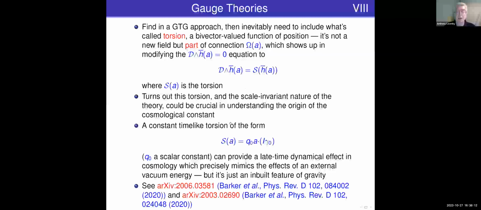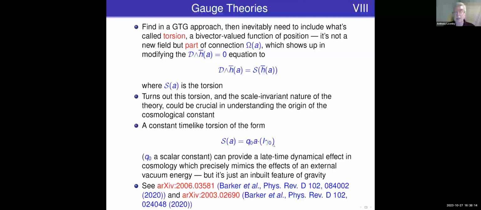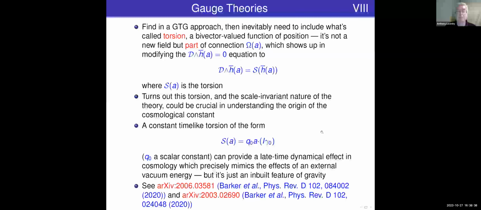It turns out that models based upon this type of approach lead at late times to a constant time-like tension of the form I've written here in geometric algebra terms. You get a time-like trivector, you dot A with it, that gives you a bivector. Q is just a scalar constant. This can provide a late-time dynamical effect in cosmology, which precisely mimics the effects of an external vacuum energy, but it's just an inbuilt feature of gravity. And there are a couple of papers at the bottom there which explain some of this.